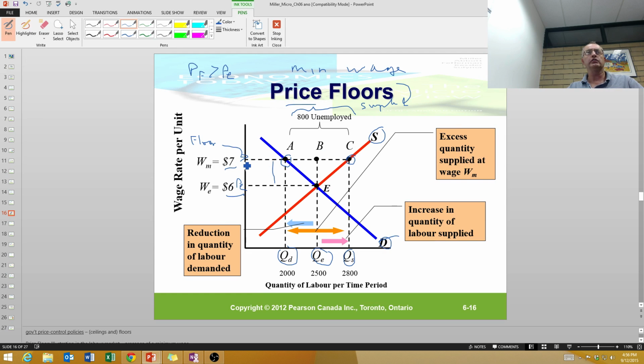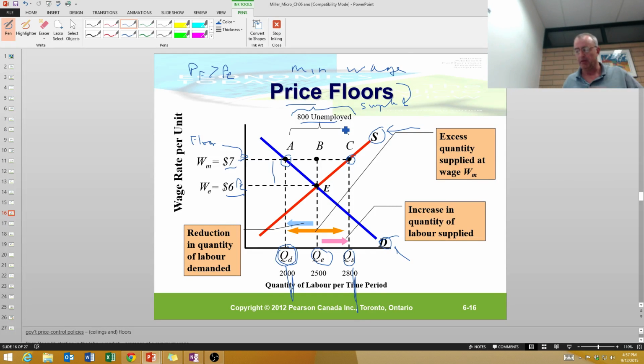So at $7 an hour, lots of people want to find work. That's the supply of workers. But businesses only want to demand this quantity here. The demand for labor is businesses, or employers, I should say. So at a price of $7, we have this quantity supplied and this quantity demanded, so we have a surplus of 800 people, and we have unemployment.